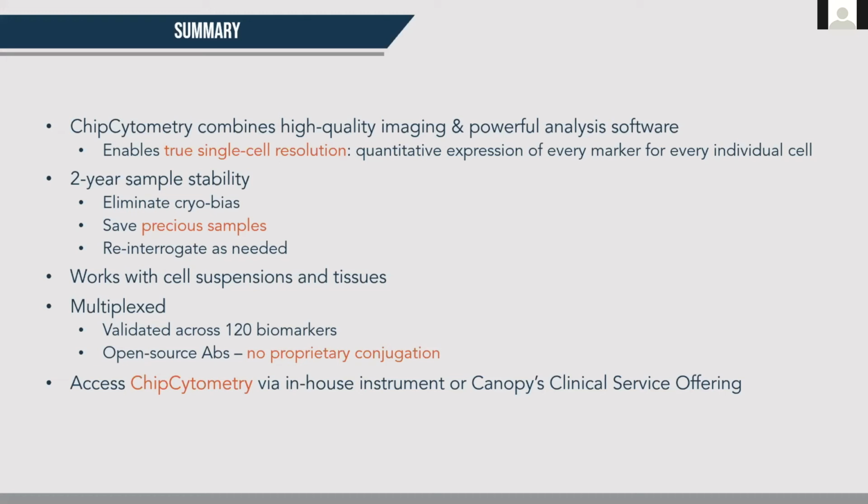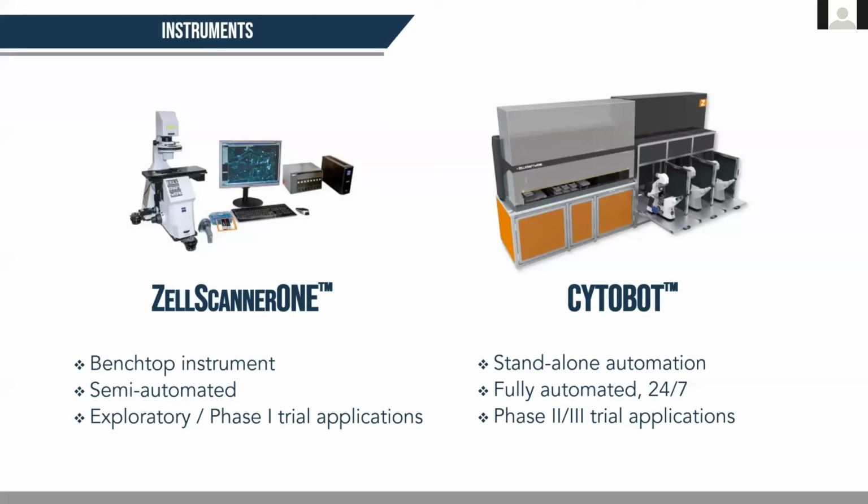You can access ChipCytometry a couple different ways. We sell the instruments themselves, and we also offer a clinical service offering. The instruments come in 2 different varieties. There's a benchtop Zell Scanner 1, where all of the scanning and imaging is fully automated, but some of the staining and the bench chemistry is a more manual process. So for that reason, it's a little bit more ideal for exploratory or early phase clinical trial applications.